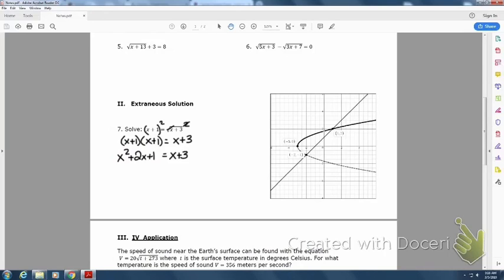Manuel, help him out. Set it equal to 0. Subtract x. Subtract 3.